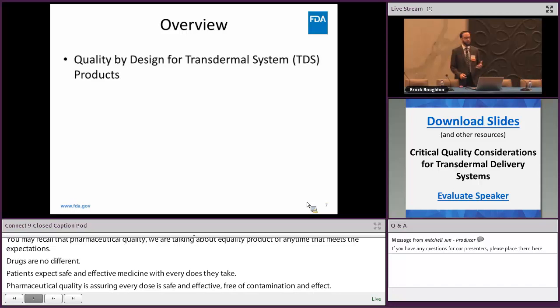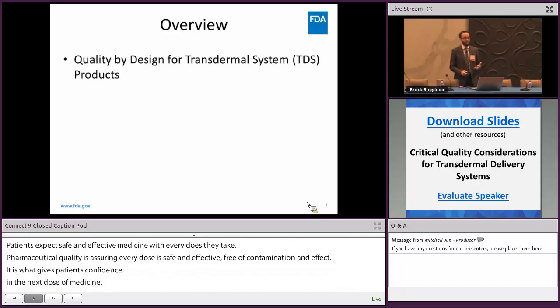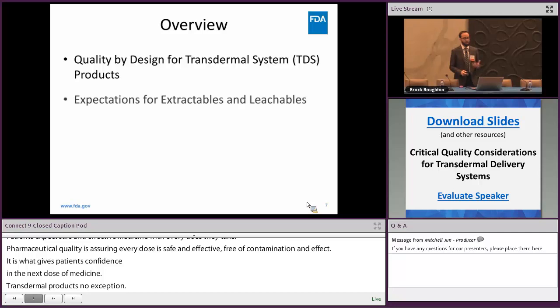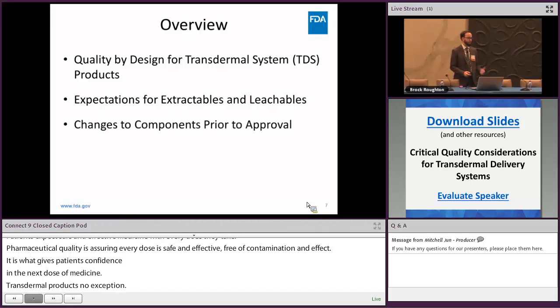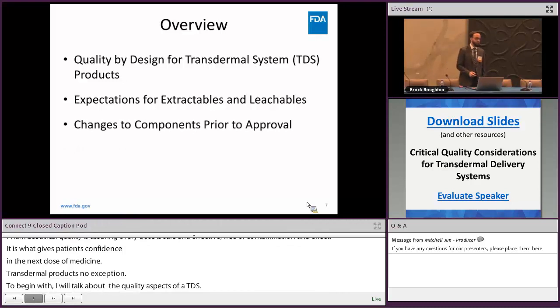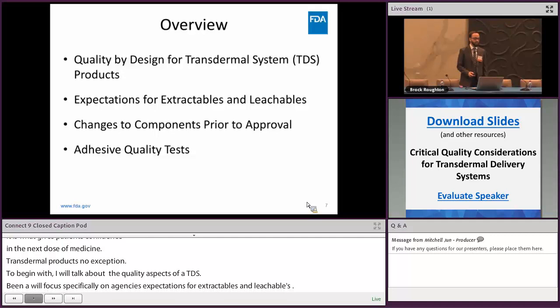To begin with, I'll talk about the quality aspects of a TDS, and then I'll focus specifically on the agency's expectations for extractables and leachables, what happens if you need to change a component prior to approval, adhesive quality tests, and then some labeling considerations from the quality side.